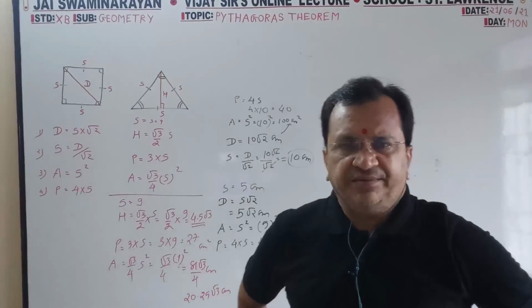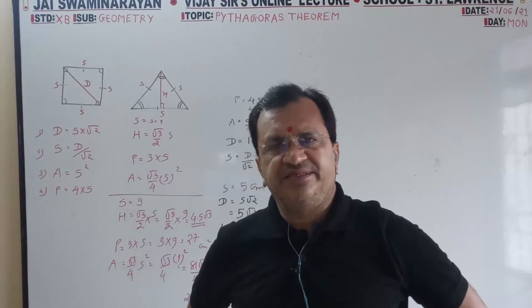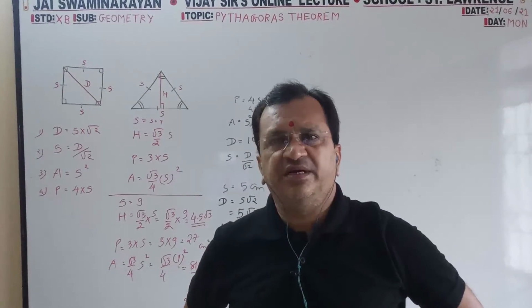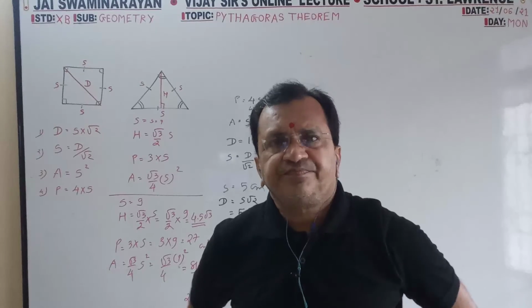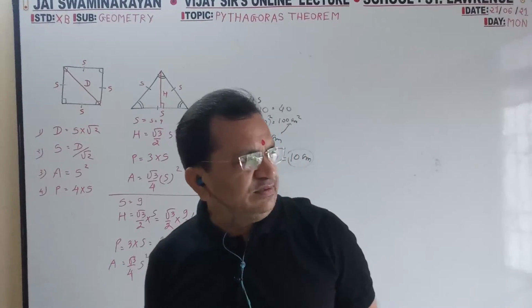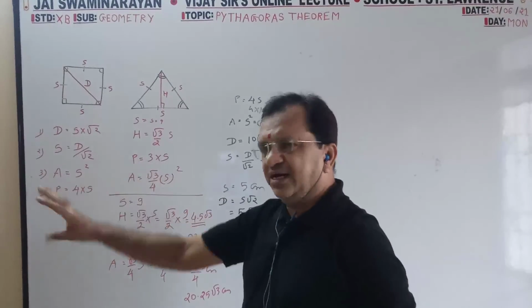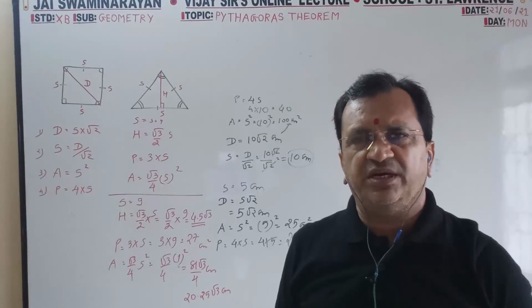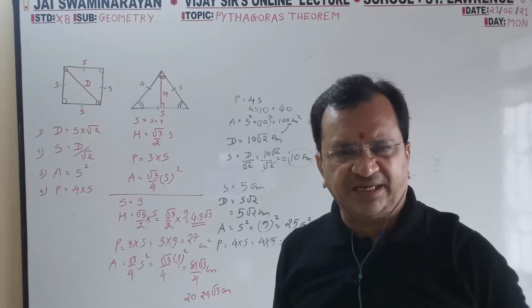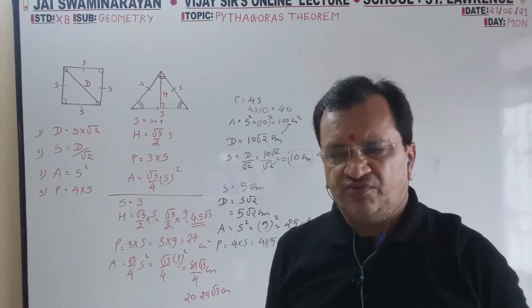So like that, if side is given you can find height, if height is given you can find side, and perimeter and area you can find by the formula, and in square also. So these are the golden tips. By these formulas you can apply directly in the exam, no need to do it with Pythagoras theorem and all. Follow.